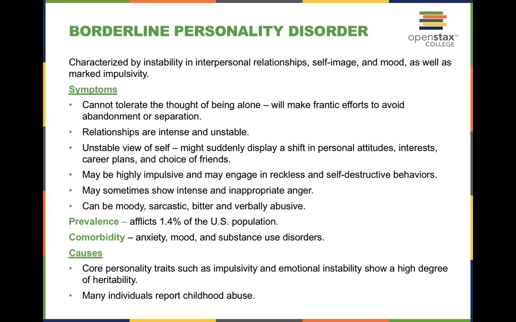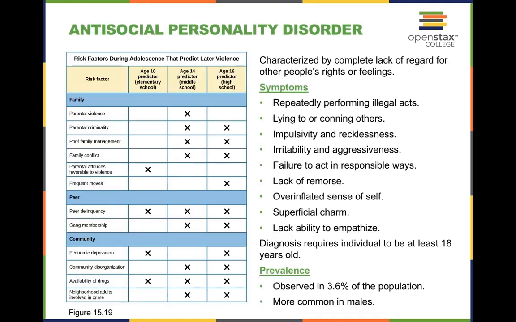It affects about 1.4% of the US population, and causes may include core personality traits such as impulsivity and emotional instability, which show a high degree of heritability, and many individuals report childhood abuse. This is a common theme, as you all can gather up until this point, of how impactful early childhood experiences can truly be. But overall, BPD is characterized by an instability in interpersonal relationships, self-image, and mood, as well as marked impulsivity. Then we've got antisocial personality disorder.